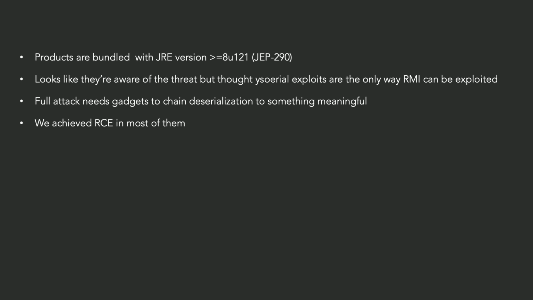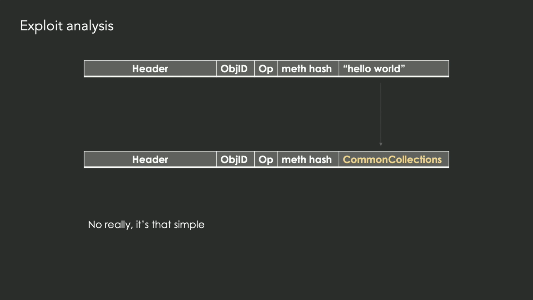But products are usually bundled with a JRE version that is later than 8u121, which is where JEP 290 was introduced. So it looks like they are aware of the threat, but they thought the registry and DGC exploits, the initial exploits from the past, were the only way RMI can be exploited. So yeah, it looks like an overlooked attack surface indeed. The full attack still needs to be chained with a gadget for something meaningful, but we still achieved it in all of them, most of them actually.